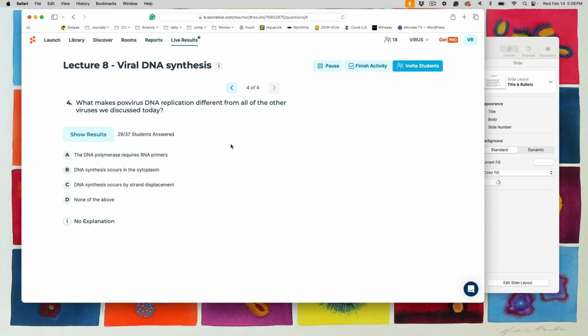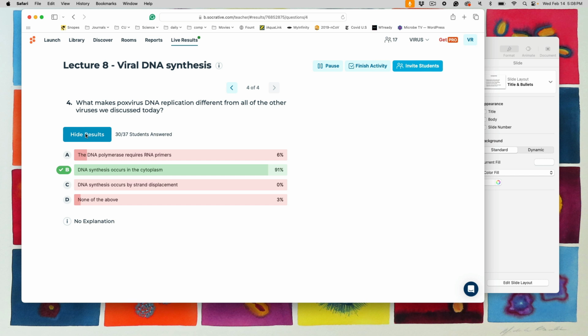Okay, let's see what we did. DNA synthesis occurs in the cytoplasm. That's what makes poxvirus DNA replication different from all the others. Other DNA polymerases require DNA primers, RNA primers. Not all of them, but others do, so that's not different. Strand displacement, nobody picked, none of the above. No, the cytoplasm is what makes it different.